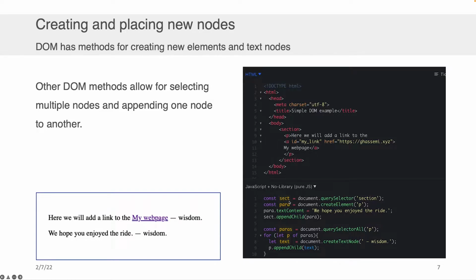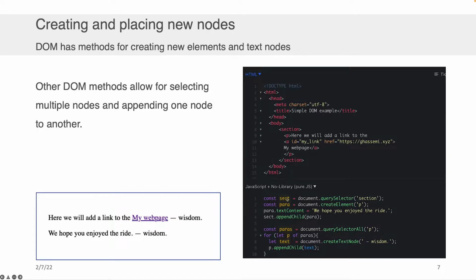One of the things we have here is a constant variable, sect, which is selected from this HTML document, the section tag. So that means we've bound to this, and we have that bound to this sect variable in JavaScript. The second thing we do is we create a new element, a p element in this case, that we store in this para constant. We set within that para constant element, which is blank when you initially create it, some text content, which we saw before, right? That's what exists between the tags. And in this case, it says, we hope you enjoyed the ride.